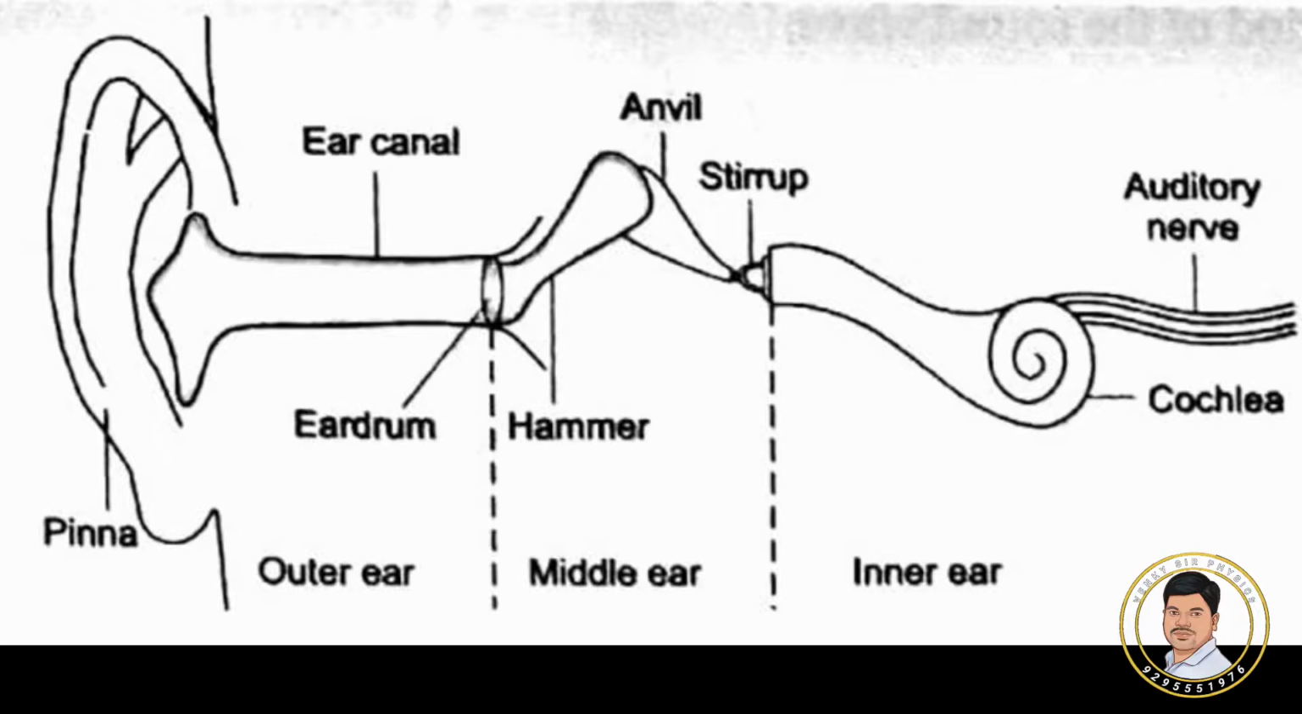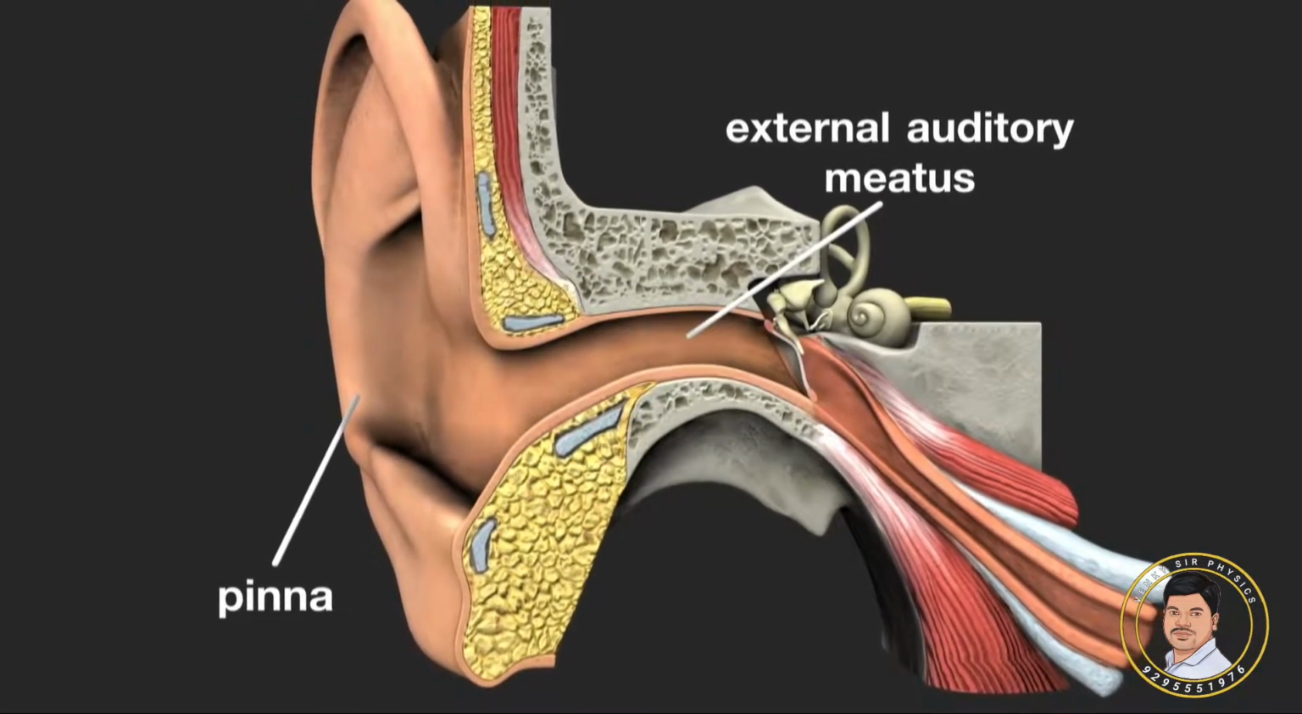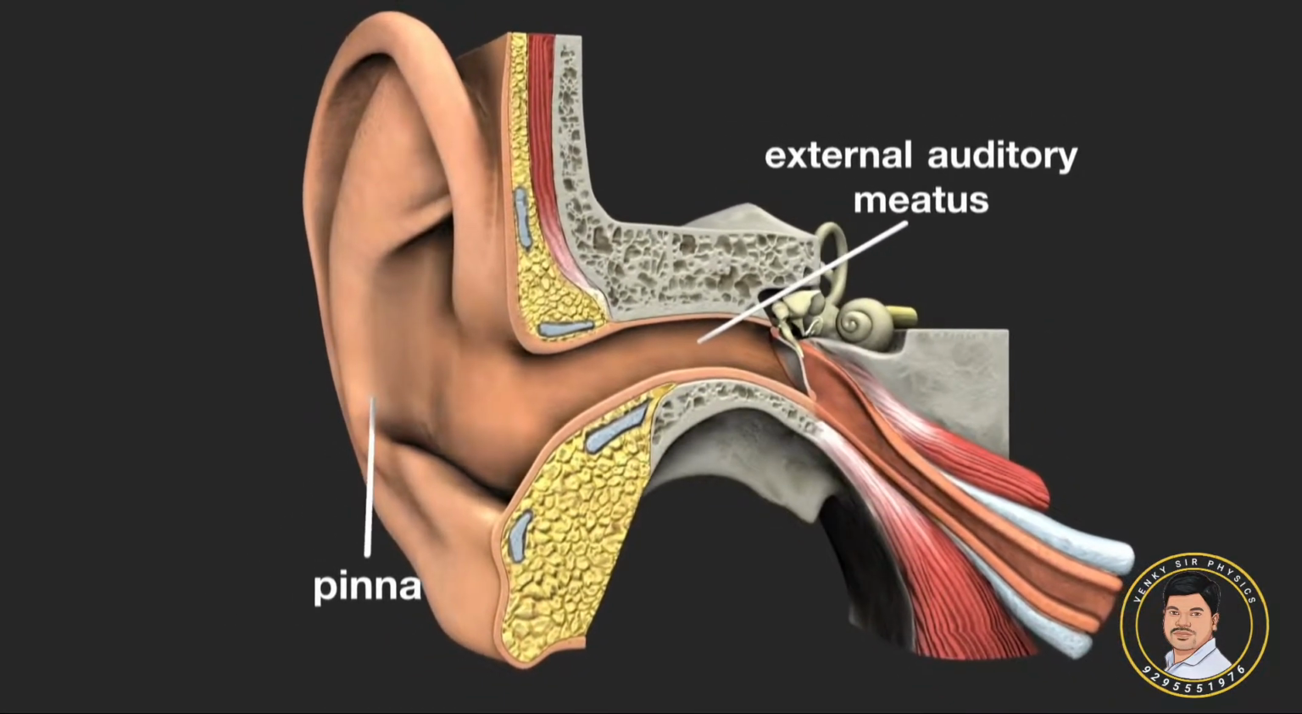The structure of the human ear can be divided into three parts: the outer ear, the middle ear, and the inner ear. Outer ear. The outer ear consists of the pinna and the ear canal. The pinna is the part which is visible from the outside. Also visible is the opening of the ear canal, which is about 2 centimeters long. The function of the outer ear is to guide sound waves to the middle ear.